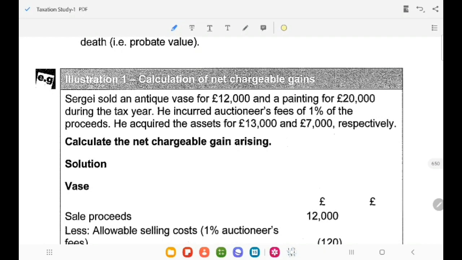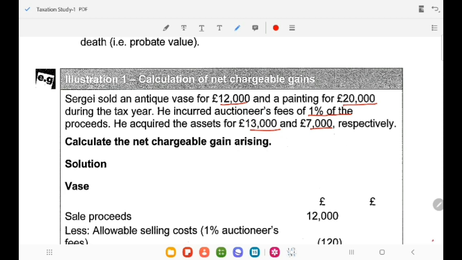So this is the first illustration. Sergei sold an antique vase for 12,000 and a painting for 20,000. So these are the disposal proceeds, 12,000 and 20,000, for the antique vase and painting. He incurred an auctioneer's fee of 1% of proceeds. 1% of proceeds is the selling expense. He acquired the assets for 13,000 and 7,000. So we have to calculate this separately.